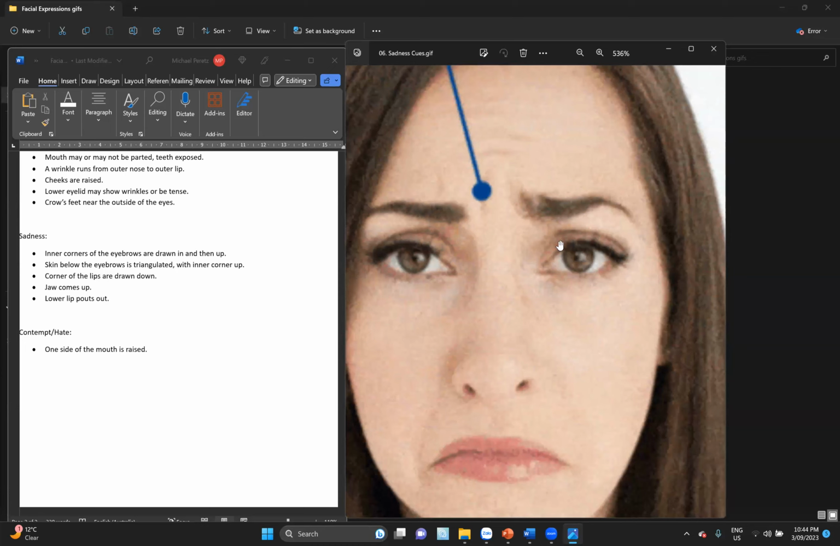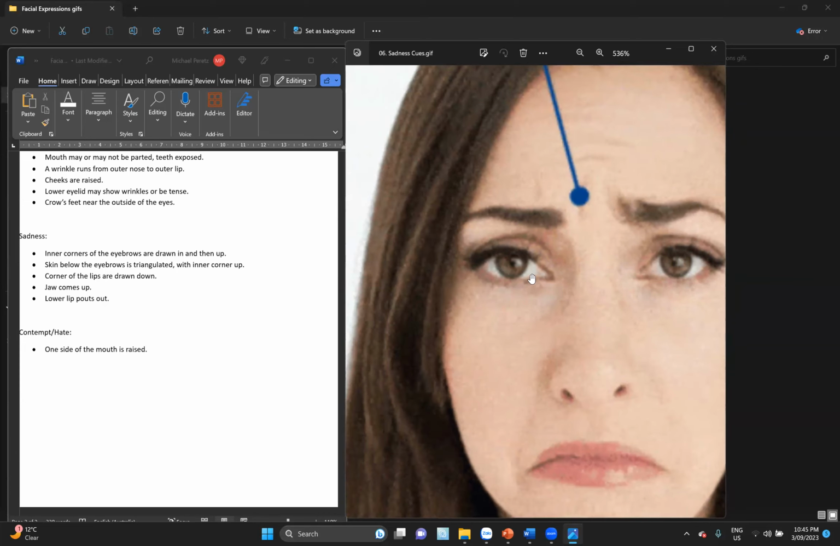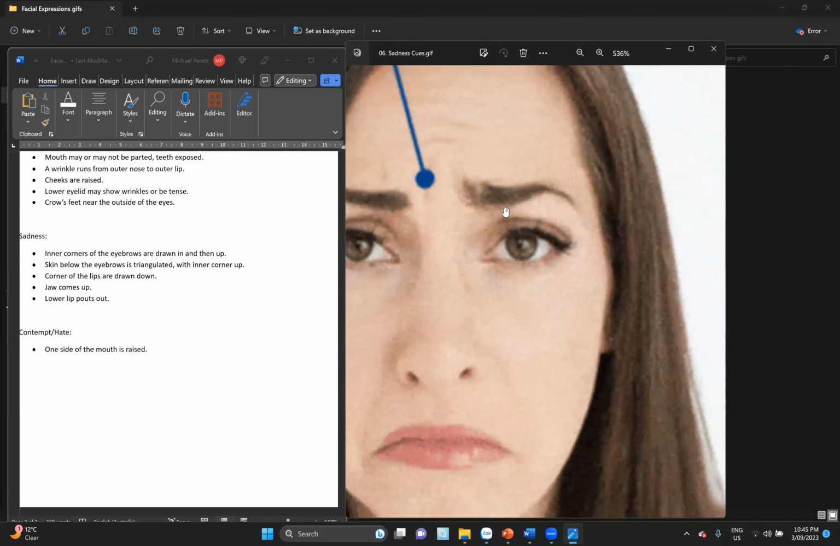The skin below the eyebrows is triangulated with the inner corner up. So what that means is that underneath the eyebrow, from the edge of the eyebrow to the edge of the eyelash, forms a straight line, and then up into the triangle. And then same on the other side here, with the point of the triangle leading out to the bottom corner. It goes up and then goes back in, almost like a triangle.